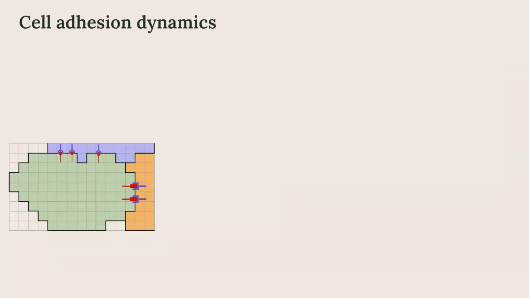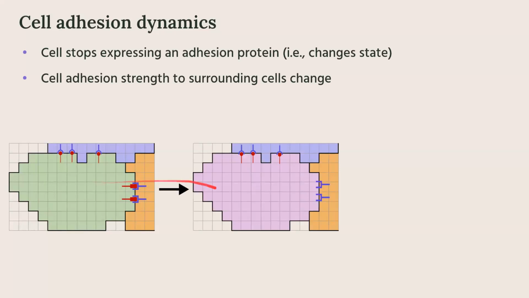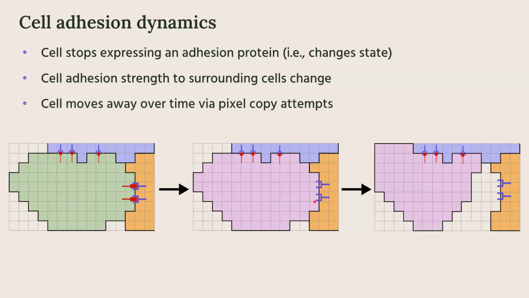So I'll explain how that works dynamically. So let's say you have some green cell here, which is bound to this orange cell. So the green cell expresses some key and the orange cell expresses some lock. And let's say this green cell changes state, changes color, and it no longer expresses this key protein. And that means its adhesion strength to this orange cell is going to change. And then through those pixel copy attempts, which is the main dynamic of the model, the cell can move away because it no longer is strongly bound to that cell.